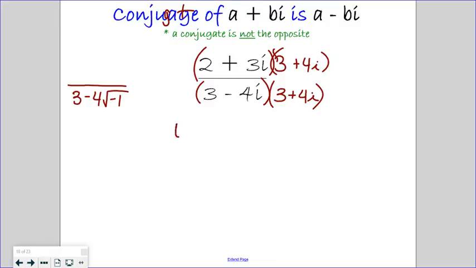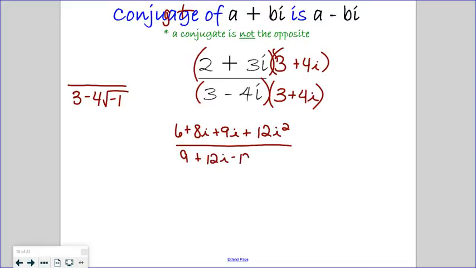2 times 3 is 6. 2 times 4i would be 8i. 3i times 3 would be 9i. And then 3i times 4i would be 12i squared. You can FOIL in the bottom. Great. We'll talk about how to speed it up here in just a second. 3 times 3 is 9, plus 12i minus 12i minus 16i squared. But I was about to write i squared, and instead of writing i squared, I'm going to replace it with -1.